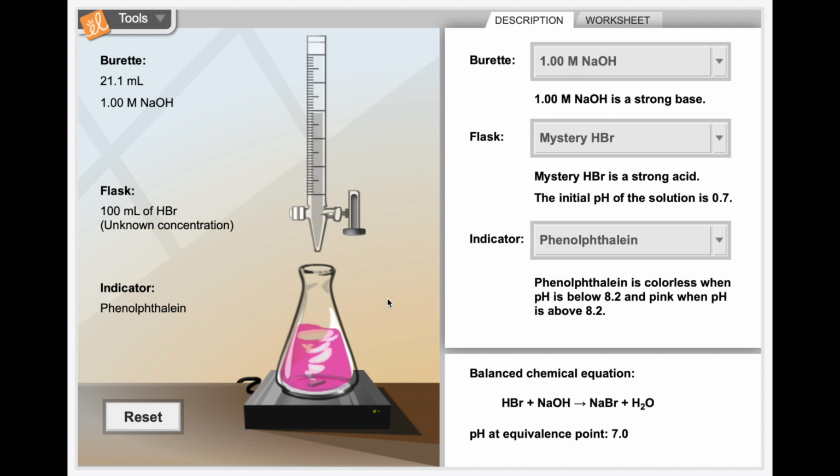So at the equivalence point, I have used 21.1 milliliters of 1 molar NaOH. Inside of my flask, I originally had 100 milliliters of HBr, and I don't know the concentration. So I can now use the titration equation. The concentration and volume of the acid equals the concentration and volume of the base, right? M times V equals M times V, to find that unknown concentration. All right, and that is going to be our titration simulation.